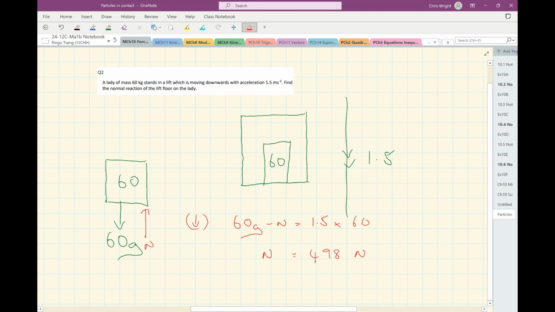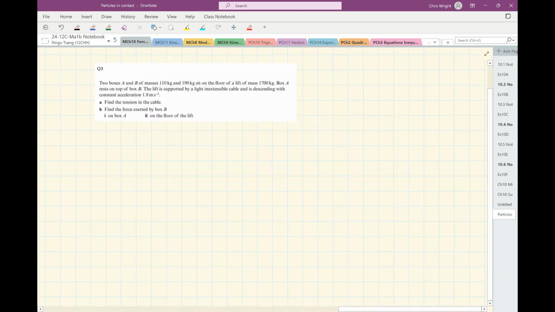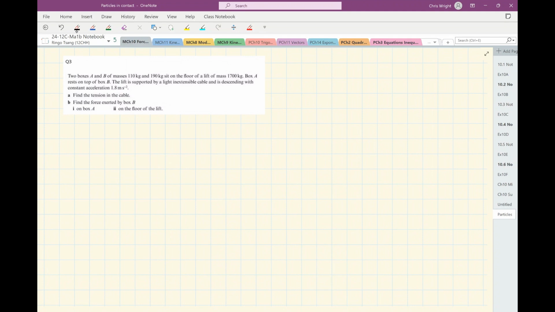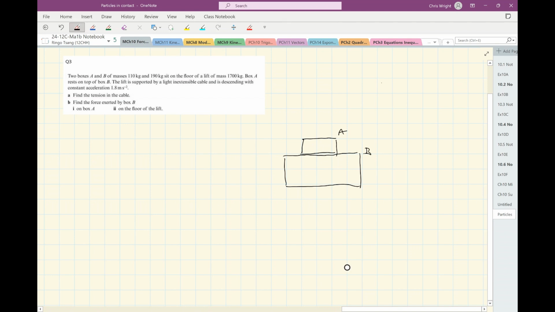498 newtons. Question 3. Two boxes, A and B, of masses 110 and 190 sit on the floor of a lift of mass 1700 kilograms. Box A rests on top of box B. A, B, they're in the lift. Here's the tension on the cable.